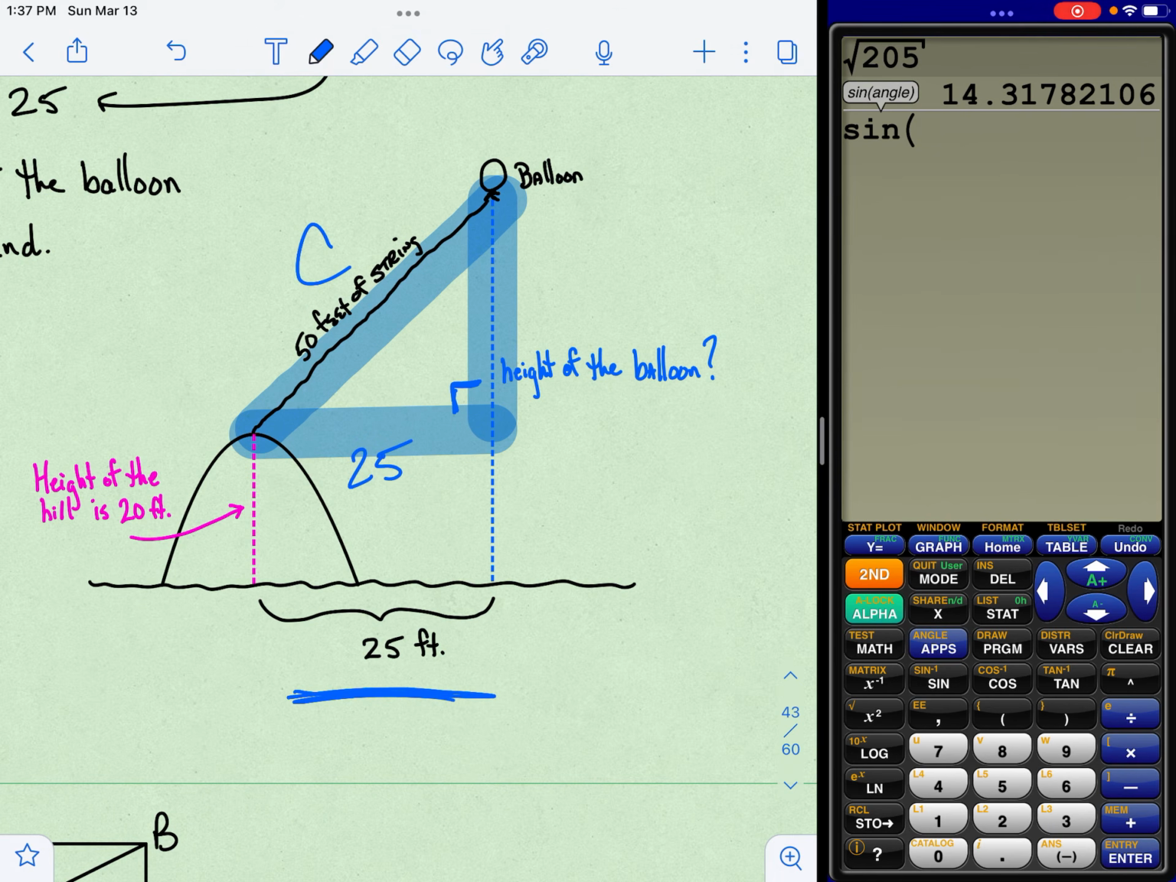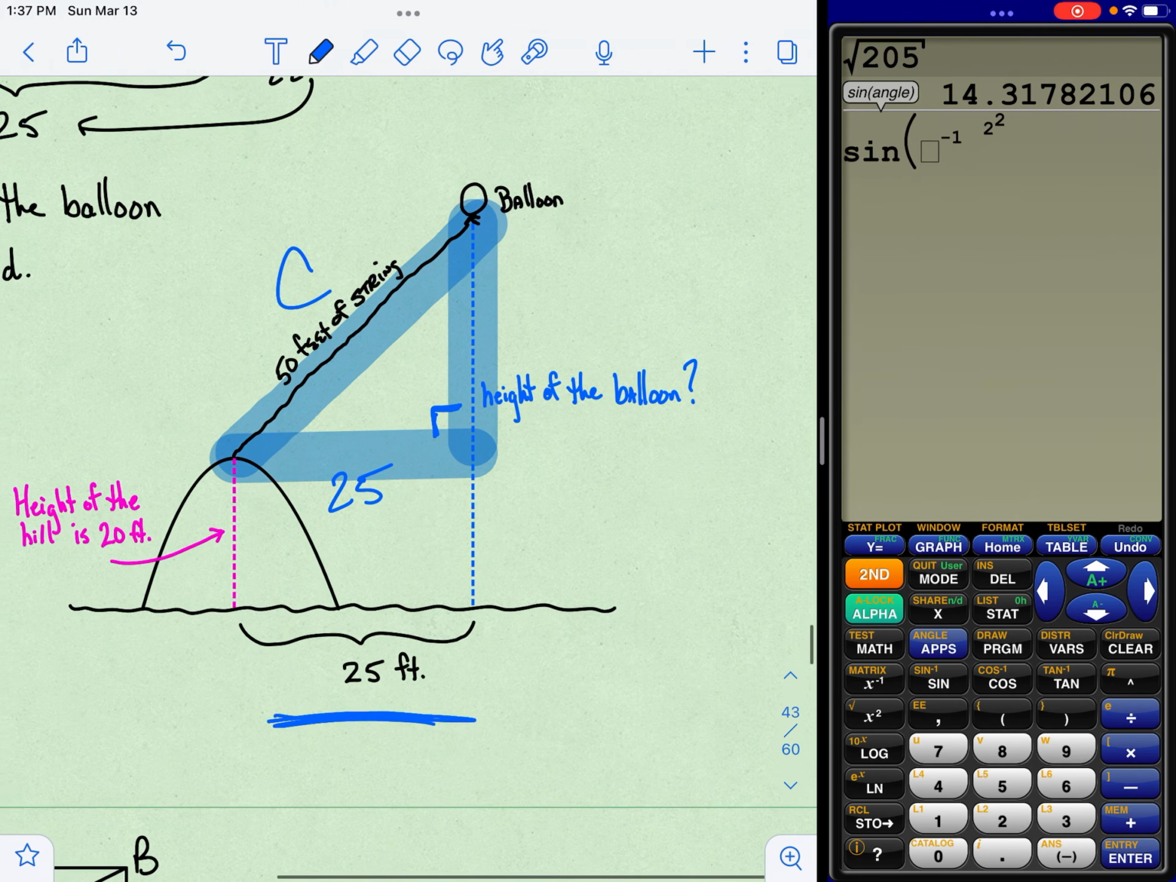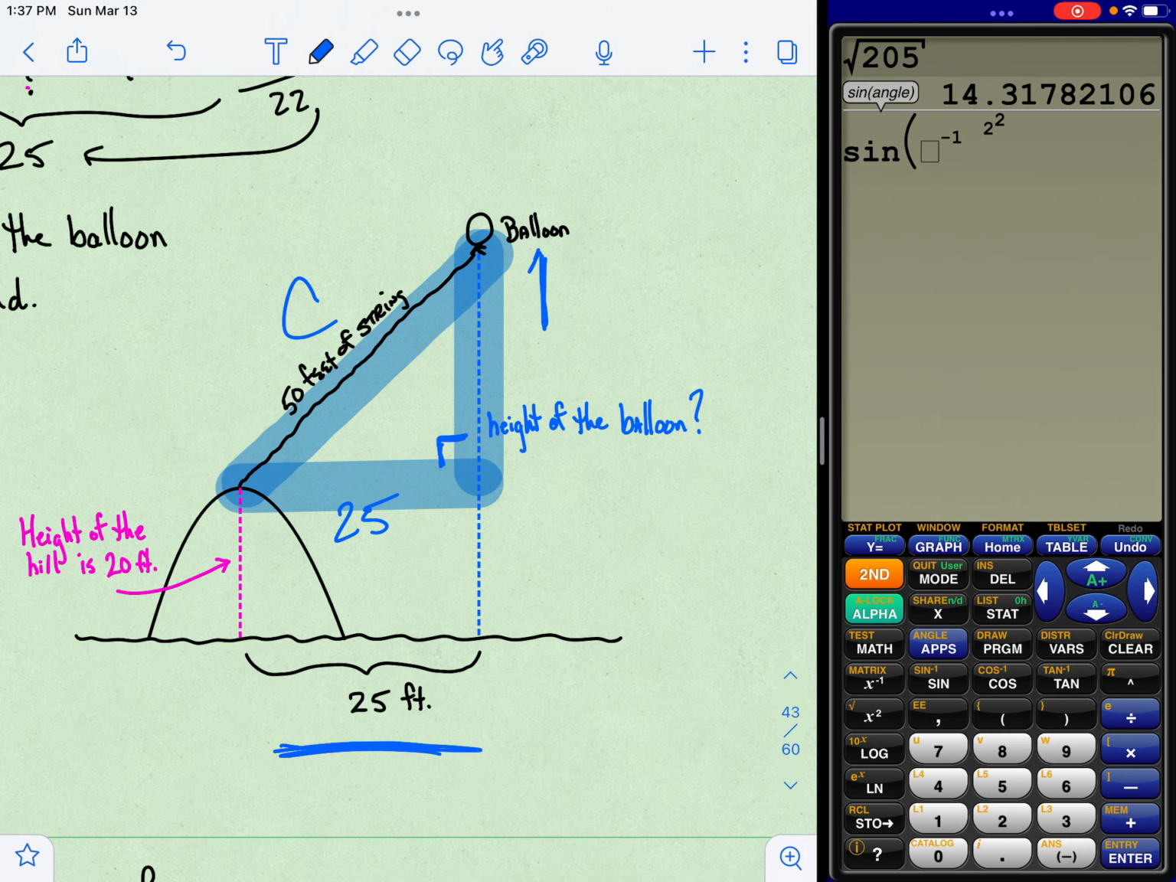So if that's 25 and the other side is 50, then what I can figure out pretty easily is the distance from the balloon to the bottom of the triangle using my Pythagorean theorem, right? I'm going to calculate that 50 squared. I'm not going to do it right now because that's for you, but I'm going to calculate that and I'm going to get a number. It should be easy enough to get.